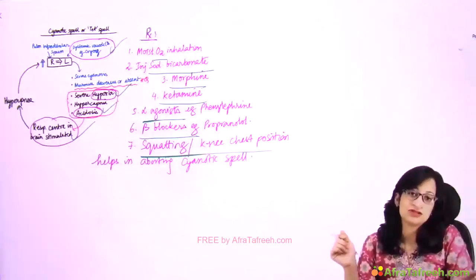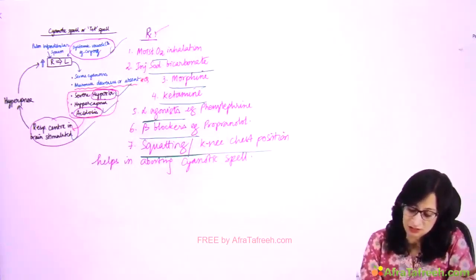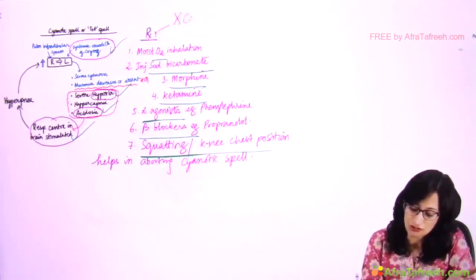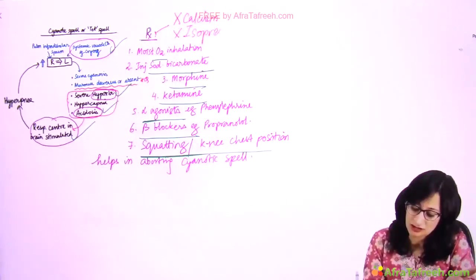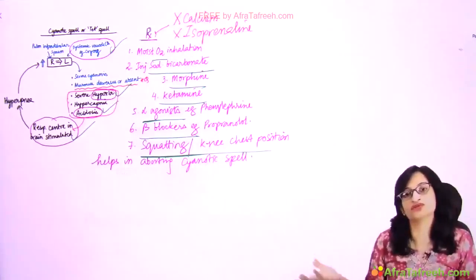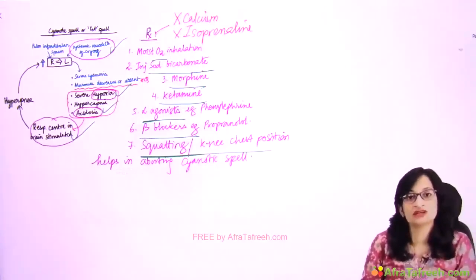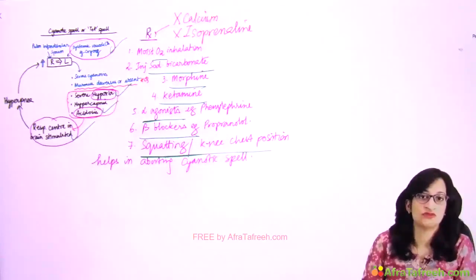It has come as a question previously: all of the following drugs are used in the treatment of cyanotic spell except. So you can see that there is no role of calcium in the treatment of cyanotic spell. No role of beta agonists like isoprenaline in the treatment of cyanotic spell. So they are the usual answers. Okay. So that is about the medical management of tetralogy of Fallot.